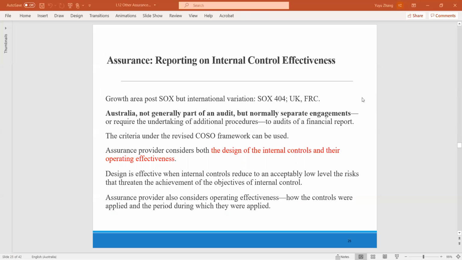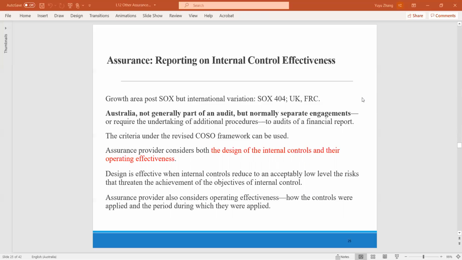Actually, the audit over internal control effectiveness has been quite popular around the world. It's not very uncommon. This type of assurance over internal control has been required in the US, in Taiwan, in China, and in many other countries, but not in Australia.